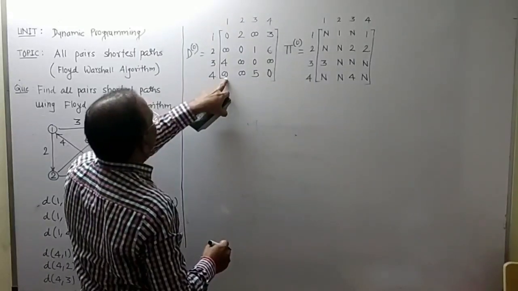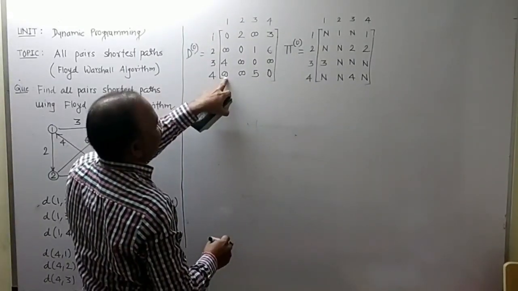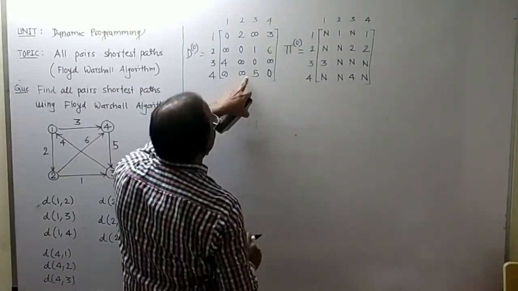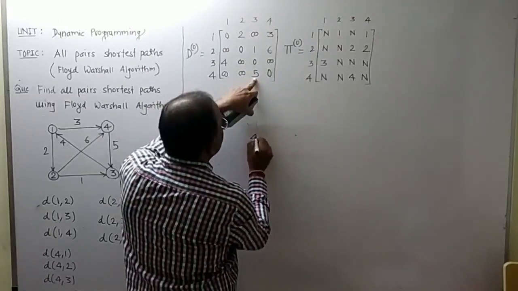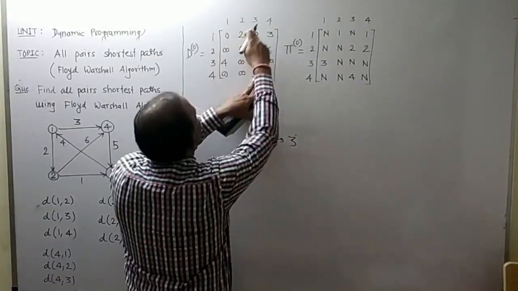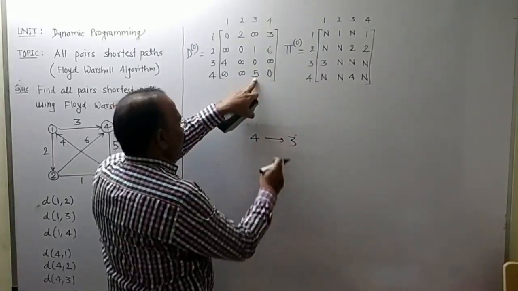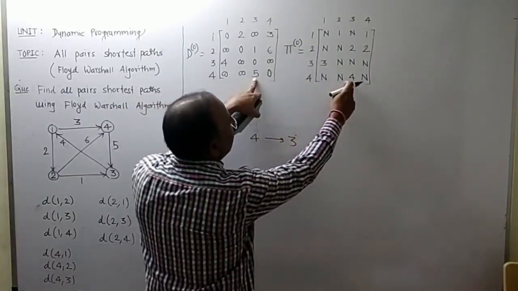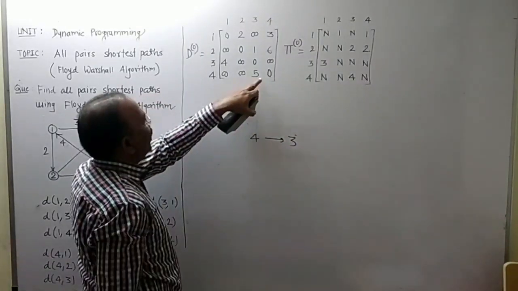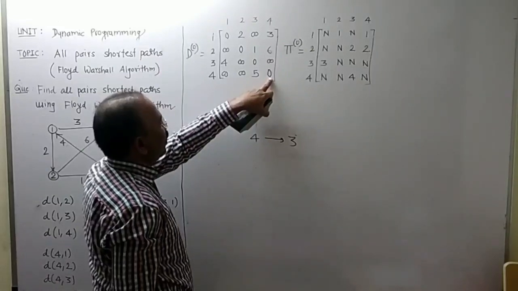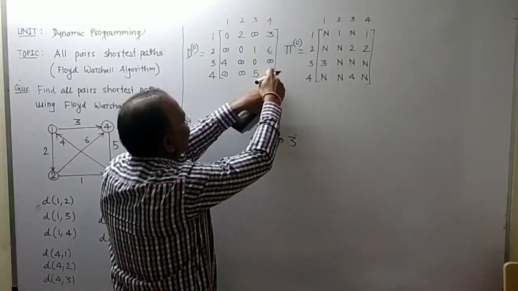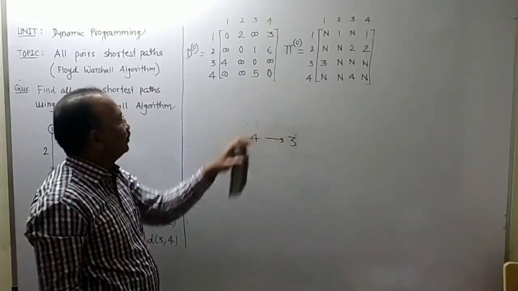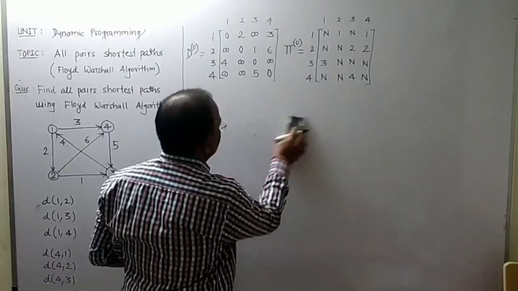Now in the last row of D0, here is infinity, that's why nil is written. Again infinity, nil is written. Now here is a 5, 4 to 3, distance is 5. What will be the predecessor vertex of 3? The predecessor vertex of 3 is nothing but 4. Now in the last cell there is 0. This is nothing but a diagonal element, so replace the diagonal elements by nil. Clear?